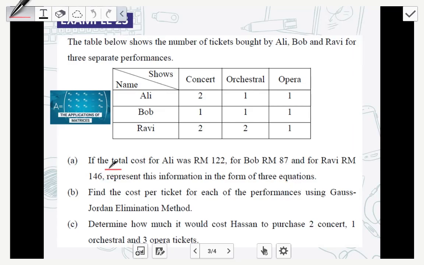Students, notice that the information given is on total cost. That means when you add whatever tickets you bought for concert, orchestral and opera, you will get the total cost. If you bought 2 concerts, you must multiply by the cost of the concert. Notice that they have not given us the cost, so we can represent the costs as variables X, Y and Z, so that we can show the total cost. Let's do that first.